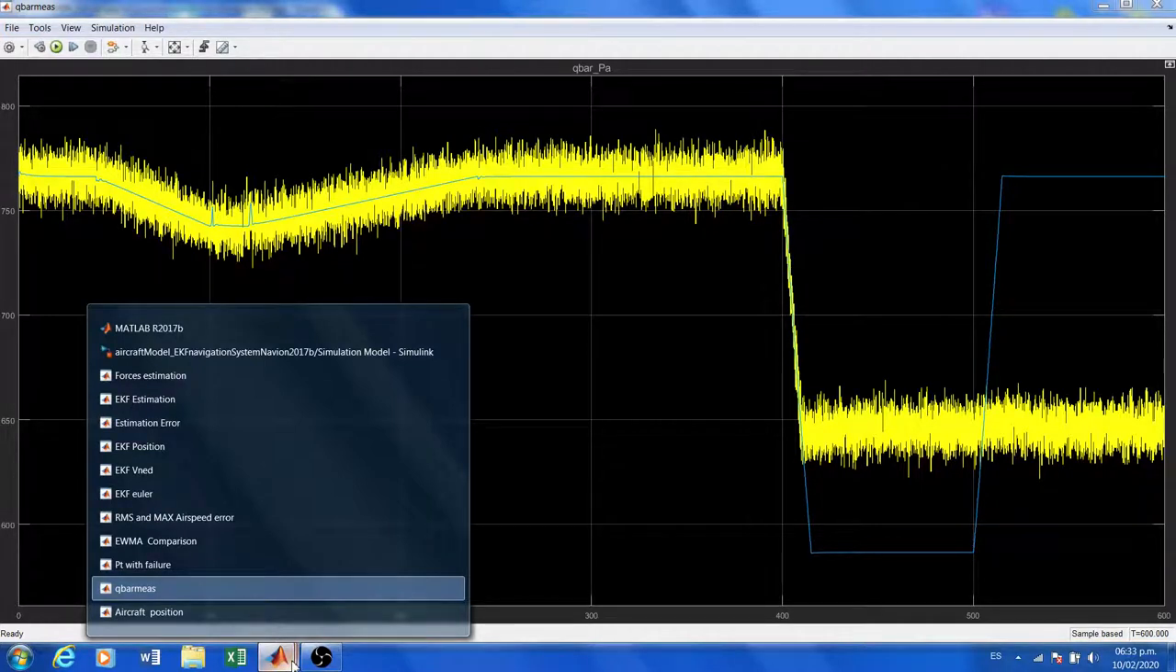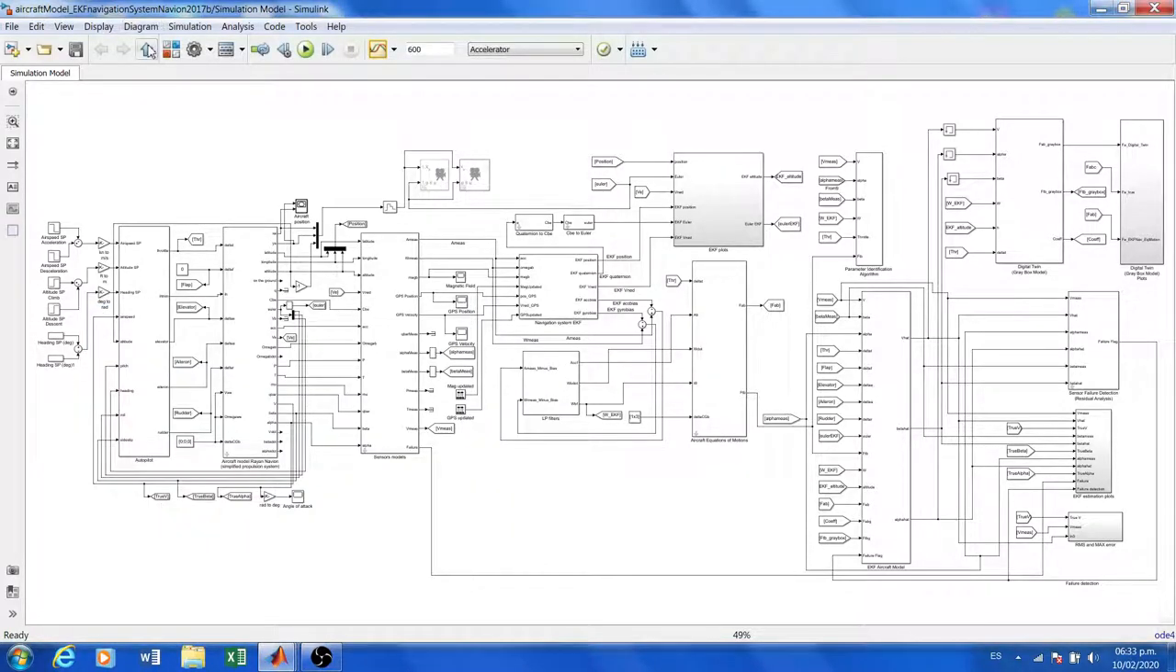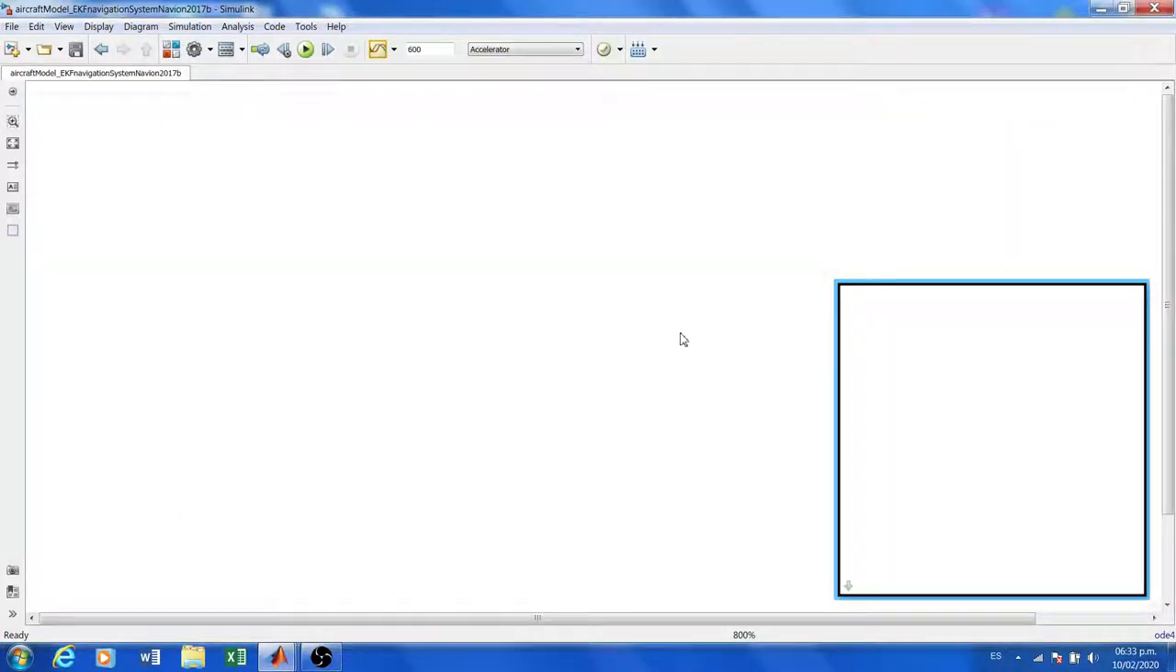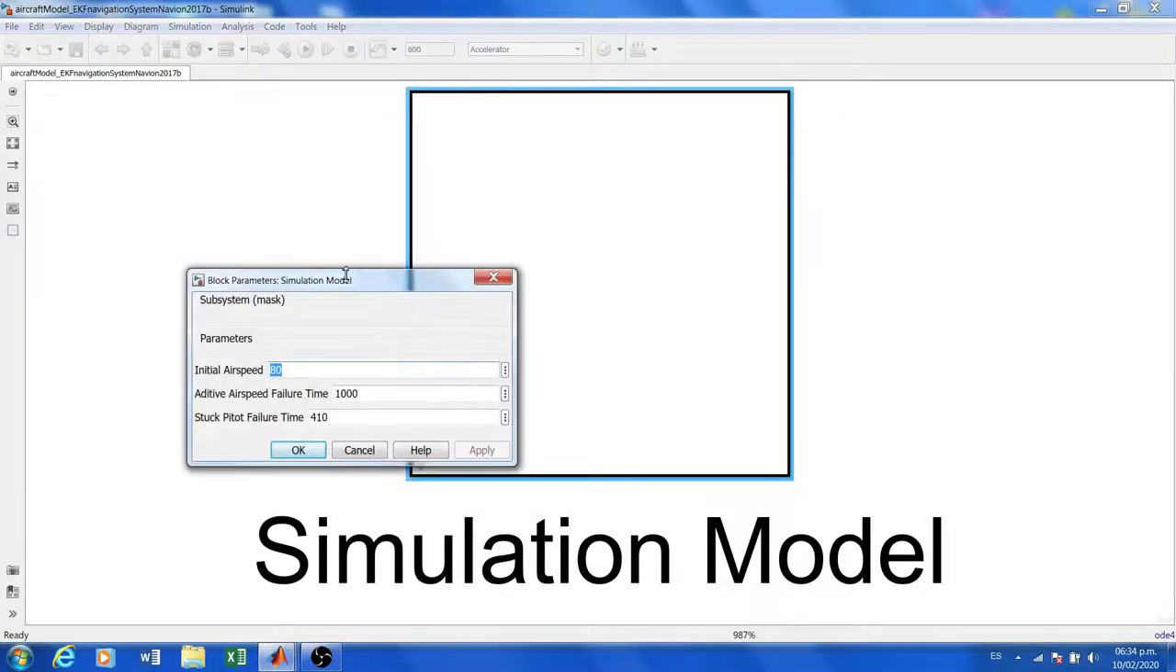Okay, so I think those are all the graphs. Right now let's place the failure in another stage of the flight. You just enter here and double click on the mask. We put the initial airspeed, and we will use the stop pitot failure. Let's put it in during the first part of the flight, before the climb, so around 20 seconds.